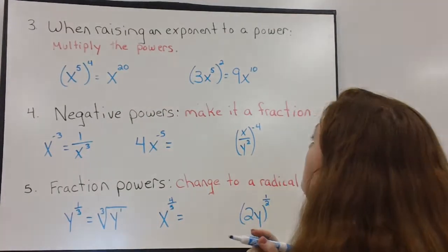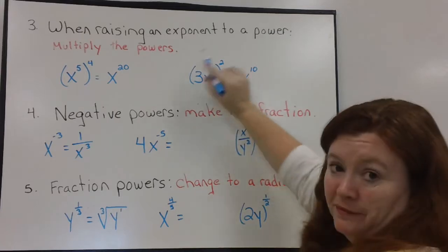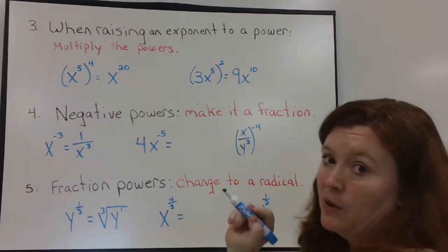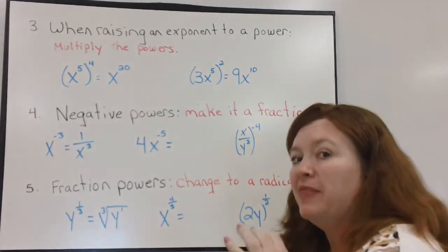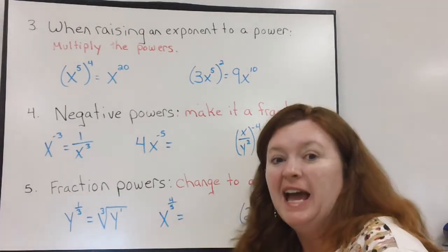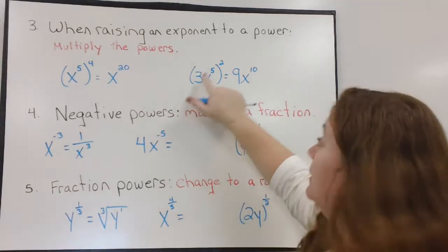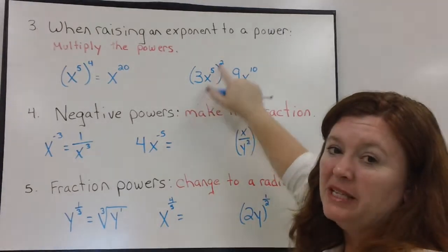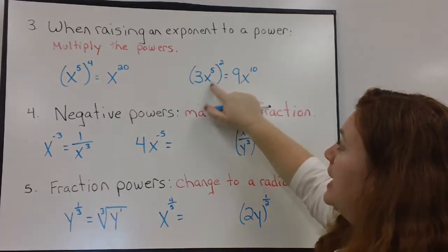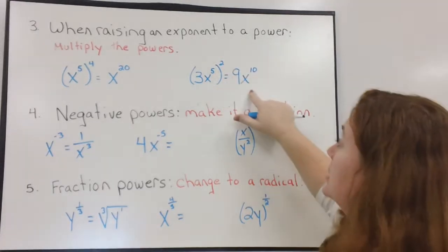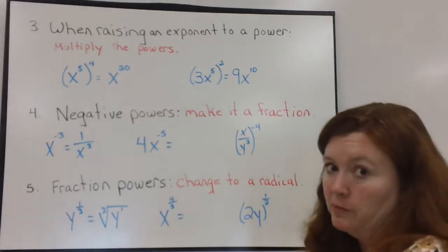Be careful, because 3x to the 5th to the 2nd power, many people will get the x to the 10th part right and totally forget that you are still supposed to raise the 3 to the 2nd power. 3 squared is 9. X to the 5th to the 2nd power means multiply them and get x to the 10th. So be careful about that.